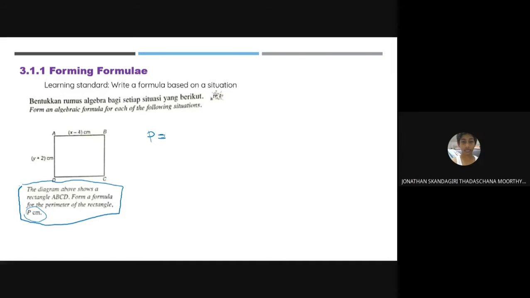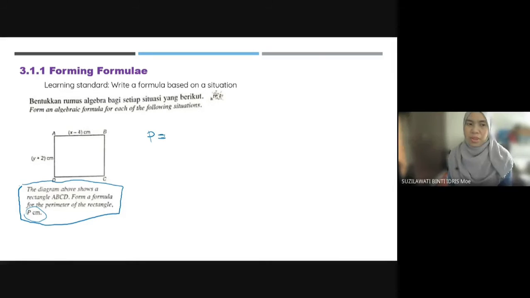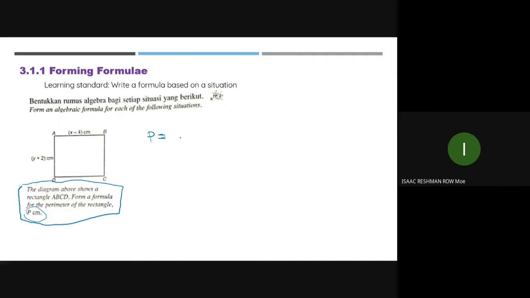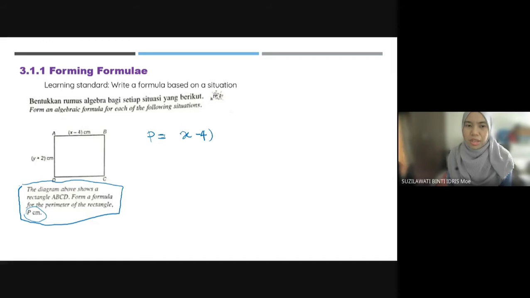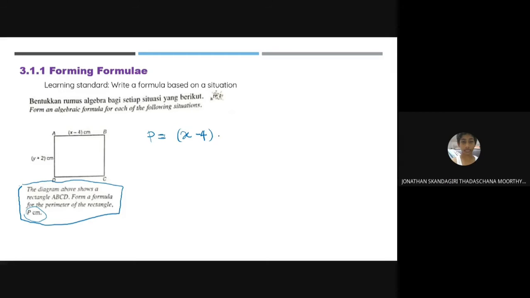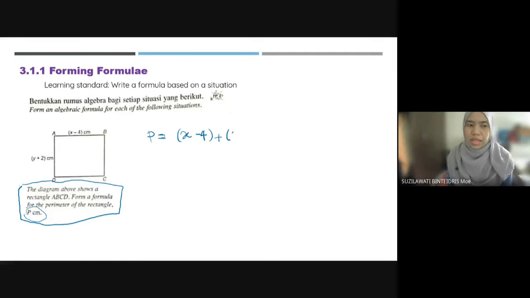P equals x minus 4 in bracket plus bracket y plus 2, plus x minus 4 in bracket, and then plus y in bracket plus y plus 2. No, teacher, plus x minus 4 again because AD and BC are the same length. Not like this. Okay, where is it? Az wrote: P equal, in bracket x minus 4 plus y plus 2, multiply by 2. Okay, Isaac wrote it like that in the chat.